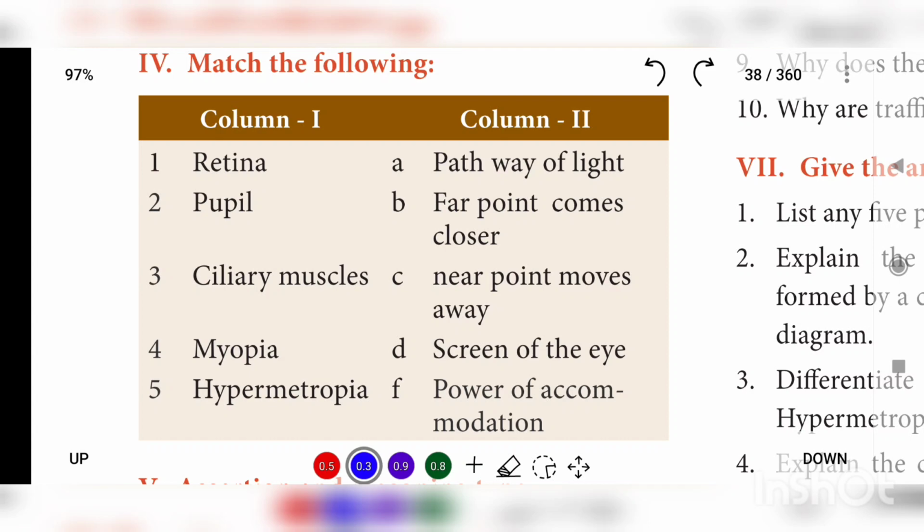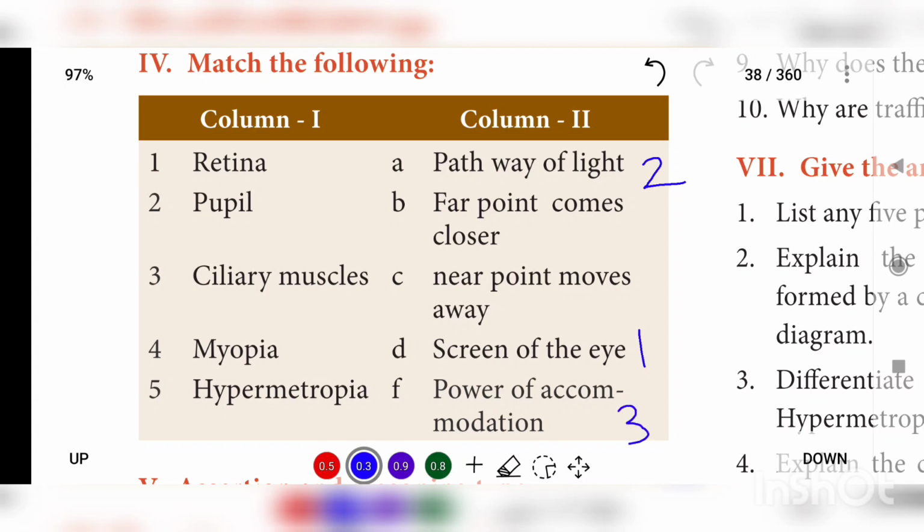Match the following. First one, retina. This retina is the screen of an eye. So first one. Second one, pupil. This is the pathway of light. Third one, ciliary muscle. It is power of accommodation.